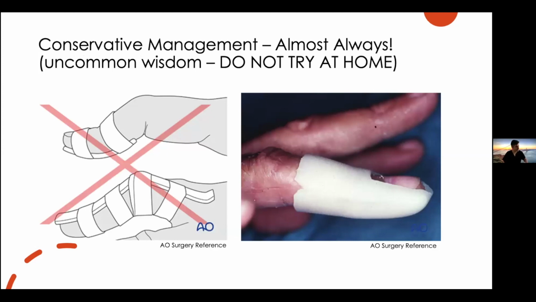Now, this is maybe not common wisdom and something that maybe you shouldn't try at home. But on the AO website, they'll tell you never to splint the PIP and never to put it in any hyperextension. Now these are fundamentally true, but the issue here is that this is a way to end up with some residual lag. Now, what I do use, as I mentioned before, is very, very subtle hyperextension of the DIP.